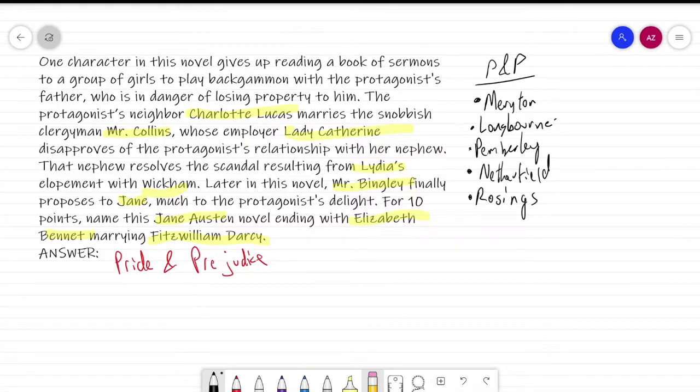And it's kind of hard to remember sometimes, unless you've read it, right? And by the way, everyone should read Pride and Prejudice. It is an amazing book. Possibly the best book ever written.